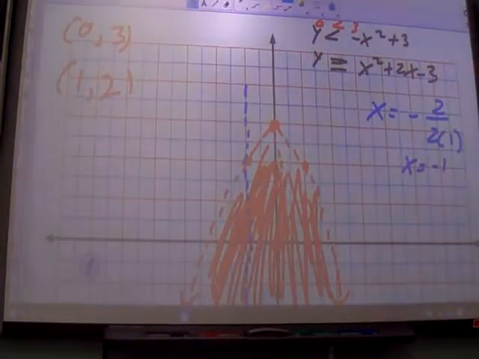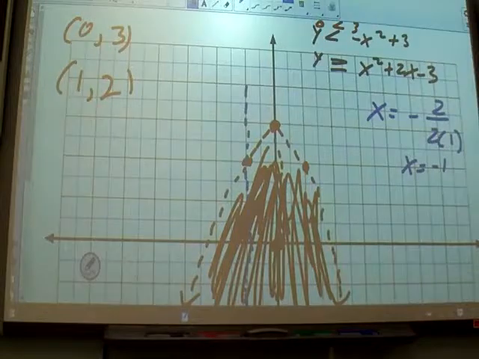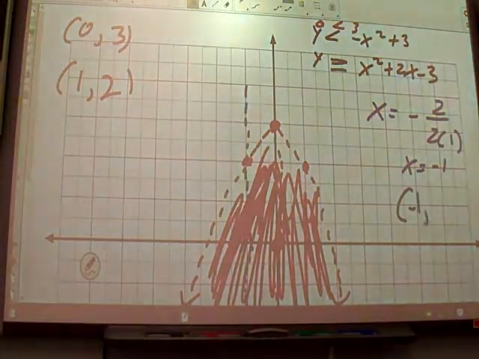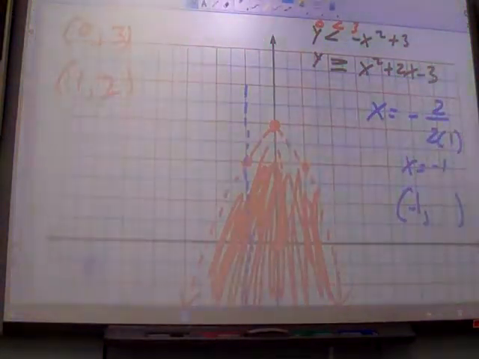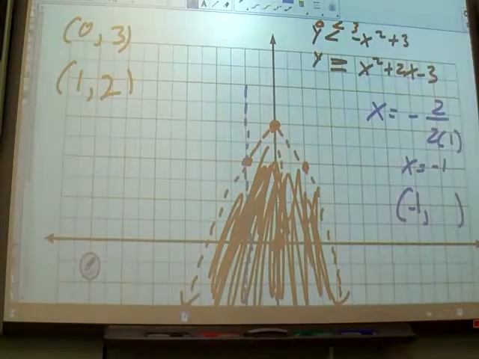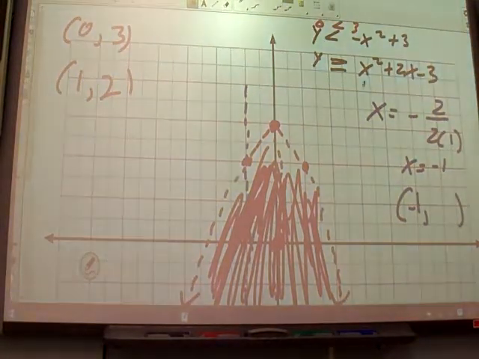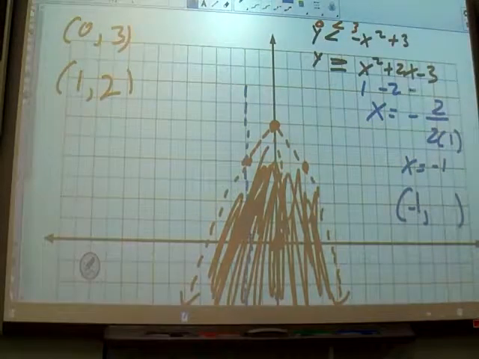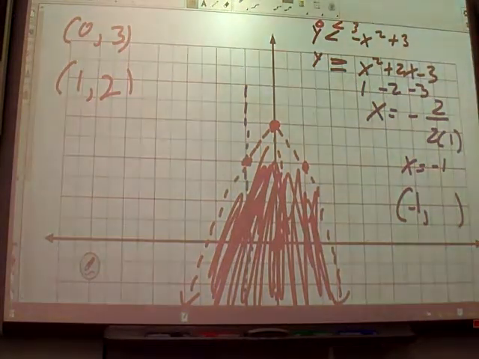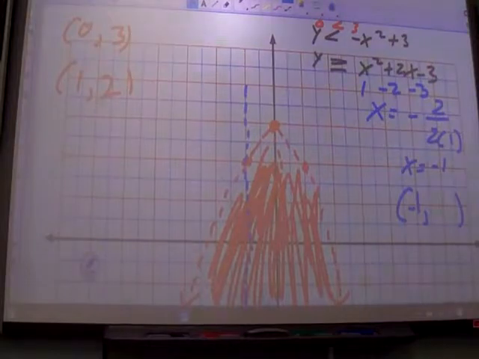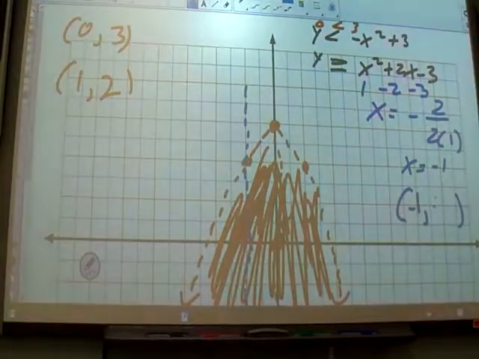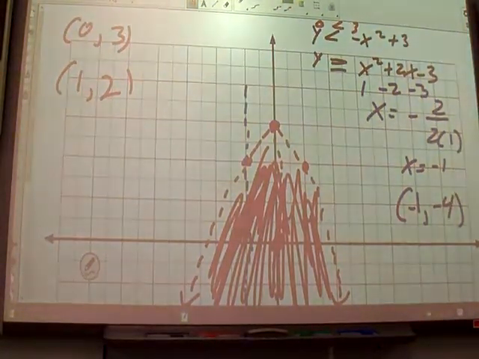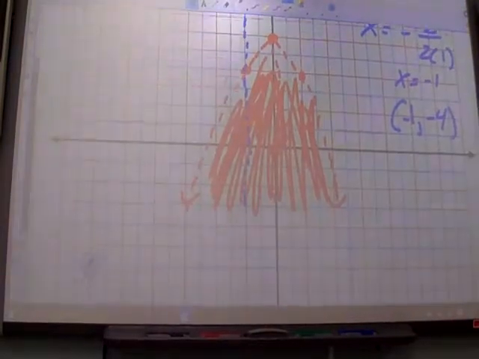So there's my axis of symmetry. Now I got to plug that back in to get my min or my max. So negative 1 squared is 1. 2 times negative 1 is negative 2. Minus, so it'll be negative 4. 1 minus 2 is negative 1. Minus 3 is negative 4. So I got to go down 4.